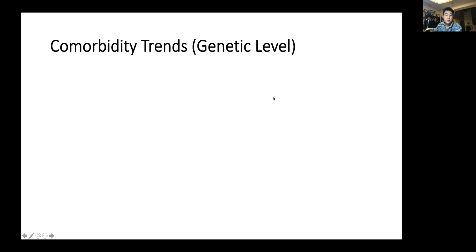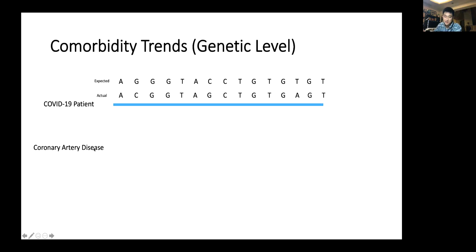So to get to that level, first of all, we have to understand how these comorbidity trends occur on the genetic level. So hypothetically speaking, let's have a COVID-19 patient and a coronary artery disease patient. And so here we have a chunk of the human genome. On the top is how we would expect a normal person's genome to look, AGGG, etc. And on the bottom is essentially what we realized to be a reoccurring theme for COVID-19 patients. So essentially, we've realized that for a majority of COVID-19 patients who have a more severe case of COVID, they have a reoccurring theme of a mutation at this position from G to C.